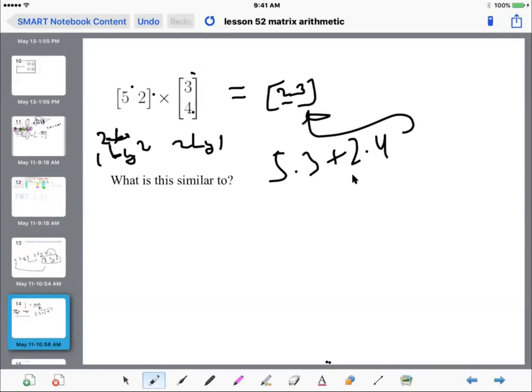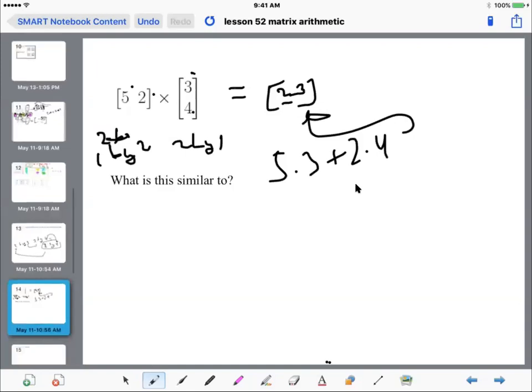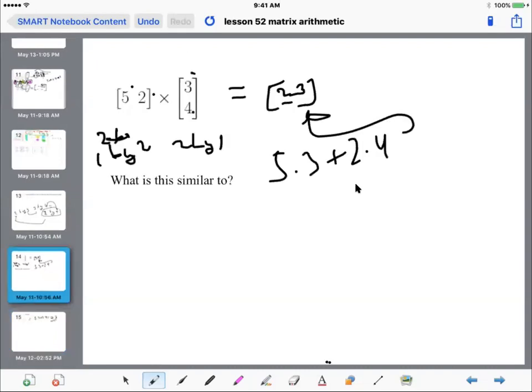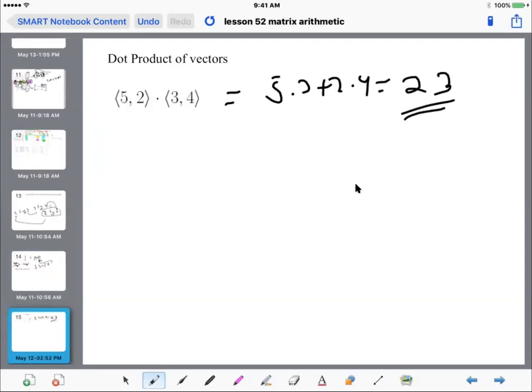When you say it is related to vectors, specifically what about vectors? That's right. This is what happens in dot product. When you did dot product of vectors, you did 5 times 3 plus 2 times 4 equals 23. That one was just a number, not a vector, but see how similar that is? Because matrices and vectors are very much related to each other.